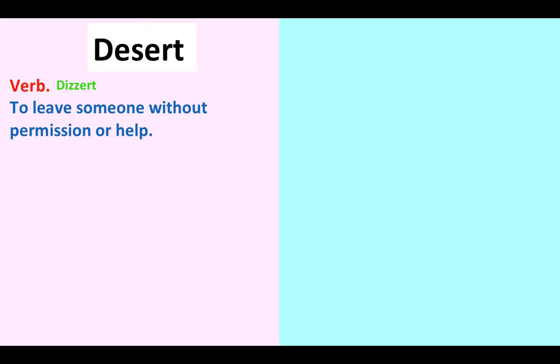Desert. This can be a verb or a noun. As a verb, it's pronounced as dessert. Dessert. This means to leave someone without permission or help. For example, he was deserted by his friends. This means he was left by his friends.